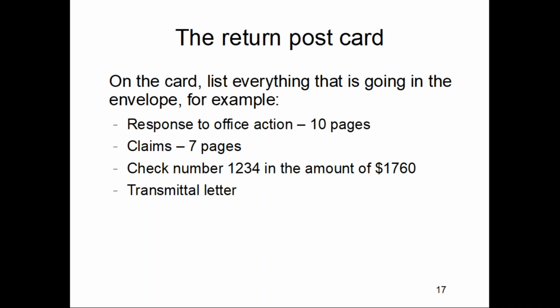And then you're going to list on the postcard itself everything that's going in the envelope, the response to the office action, the claims, the check number. You might list that you put in Form 2038 to authorize charging the credit card for the relevant fees or whatever, and perhaps a transmittal letter detailing what's in the envelope. The transmittal letter is not required. I would also include the Form SB 92.